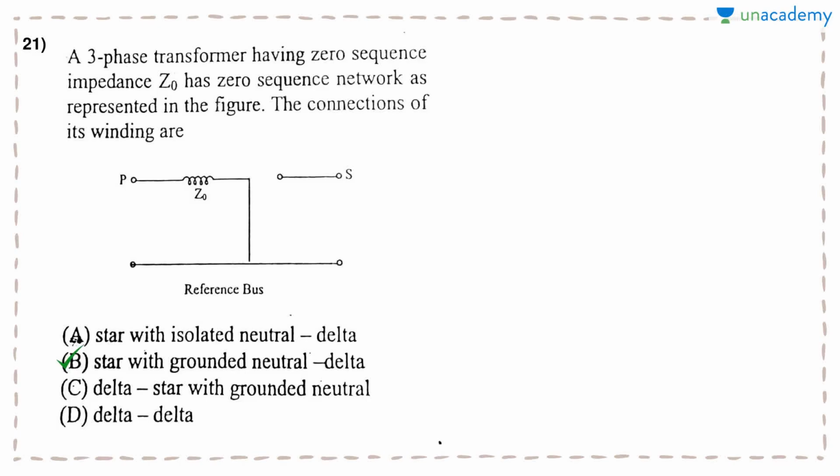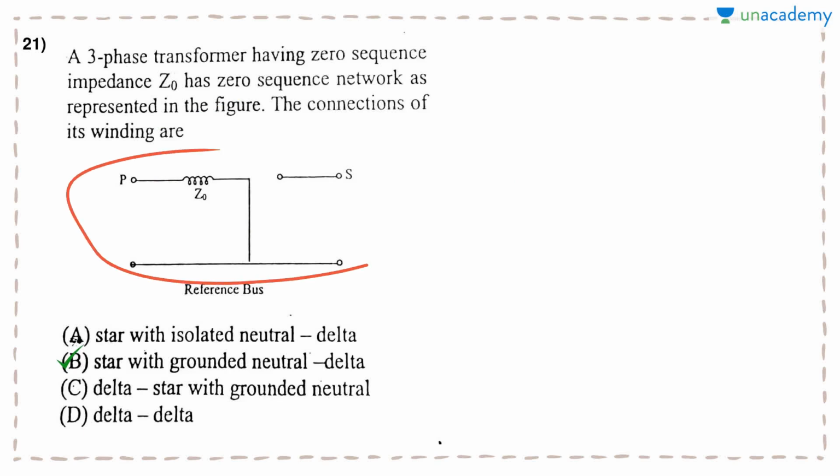So let's see the 21st question. A three-phase transformer having zero sequence impedance Z0. Okay, it is a transformer and it has some impedance Z0. It has a zero sequence network as represented in the figure. So this is a zero sequence network of the transformer. Okay, the connections of the winding are dash.